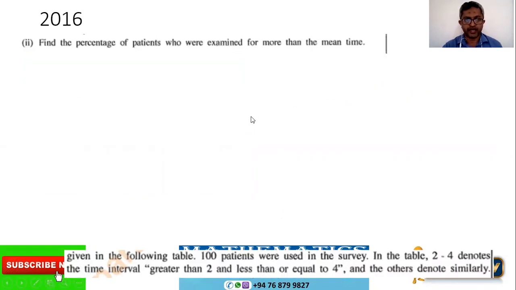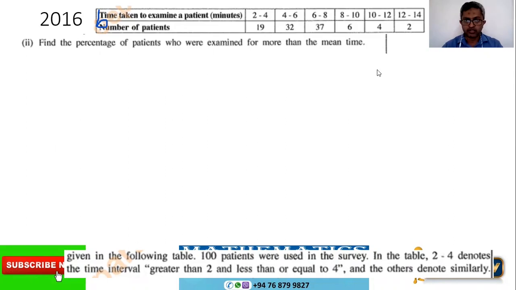The next part of the question says: find the percentage of patients who were examined for more than the mean time. Now we found the mean time to be 6 minutes. So above this is going to be the answer. This is 2 to 4 minutes. This is 4 to 6 minutes.